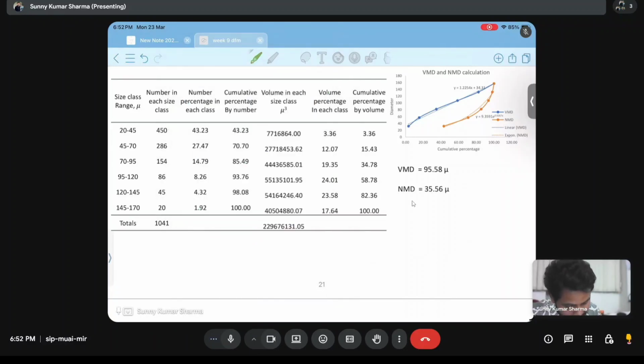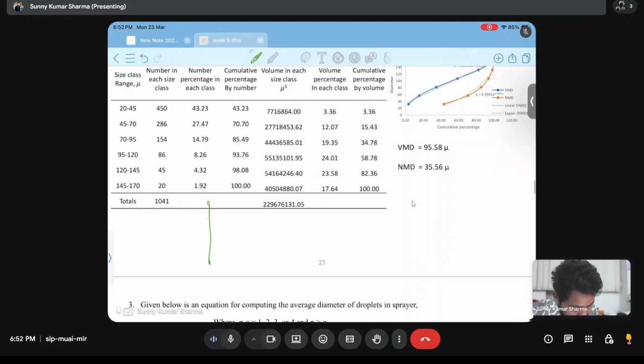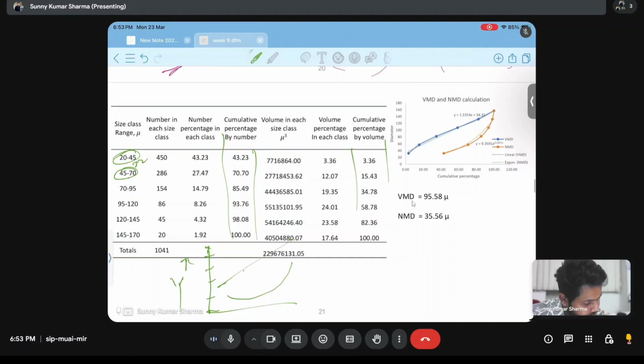When this is done, on the x-axis you plot diameter, which is this range, or you put this 32, or the average of these two. You arrange the diameter on the y-axis, and the percentage of number and volume. The number curve will come like this, and volume will come like this. So this is VMD and this is NMD.